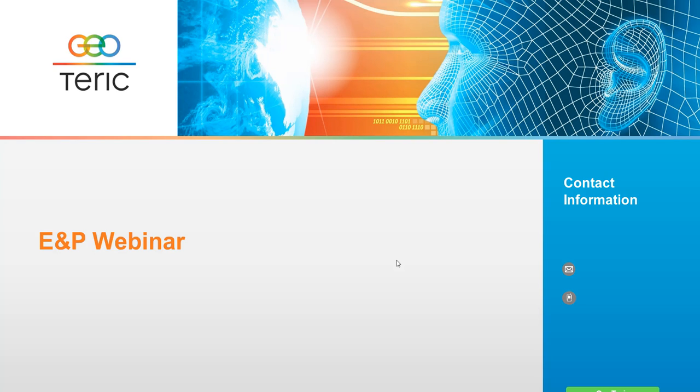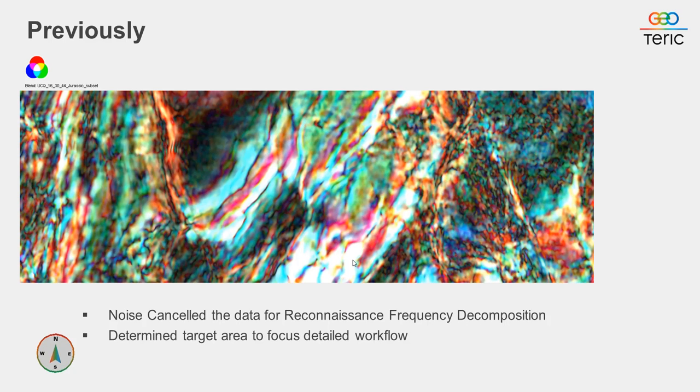Hi, and welcome to the last session of our EMP webinar. Previously, we have done some reconnaissance work on a data set in the northwest shelf of Australia. We've noise canceled the data, and we've done a reconnaissance frequency decomposition. When we did the frequency decomposition, we did a standard uniform constant Q frequency decomposition, and we noticed at the end of the webinar we ended up with this very bright area in here. These bright areas are sometimes indicative of hydrocarbons. Doing this reconnaissance frequency decomposition enabled us to determine the target area to focus our detailed workflows on.